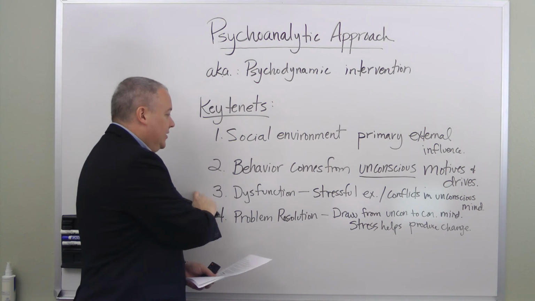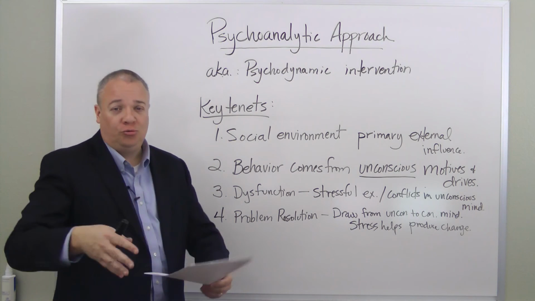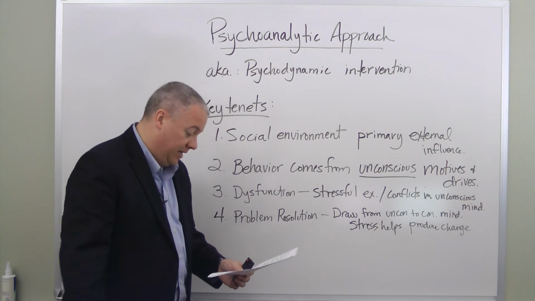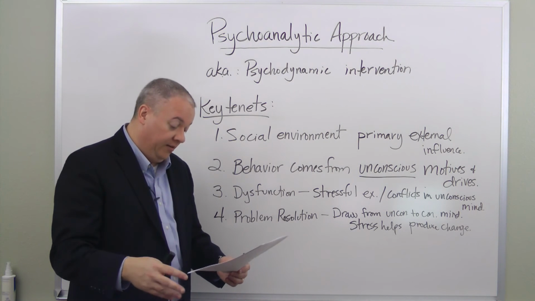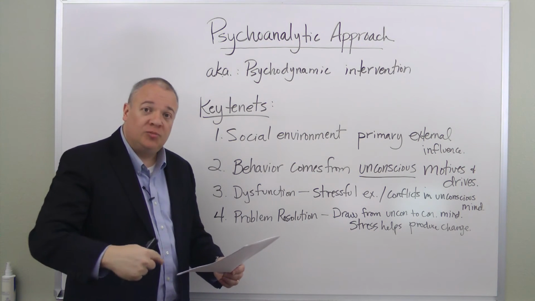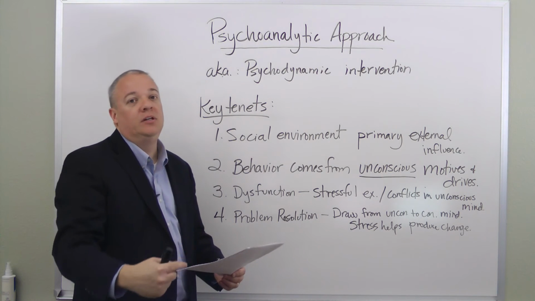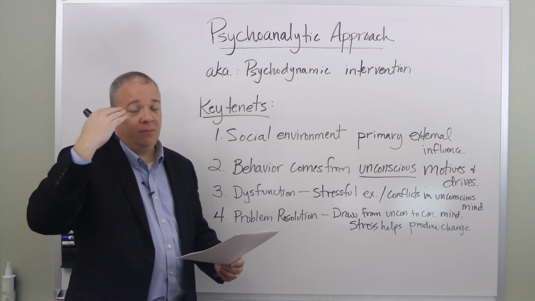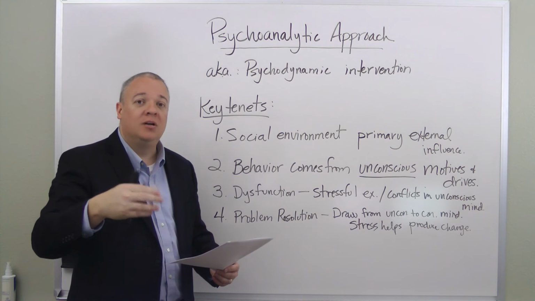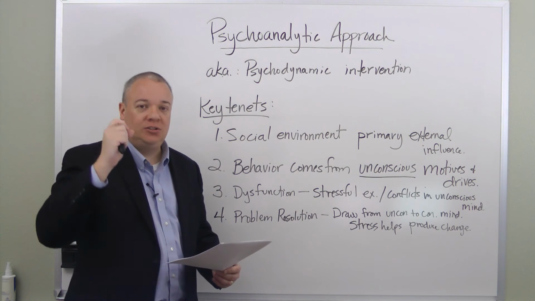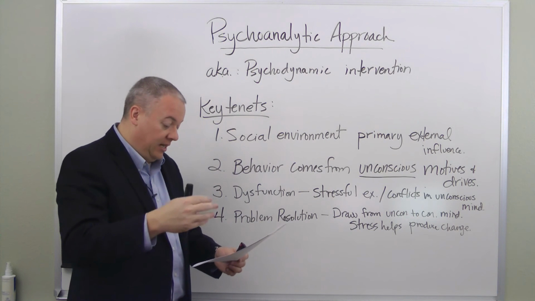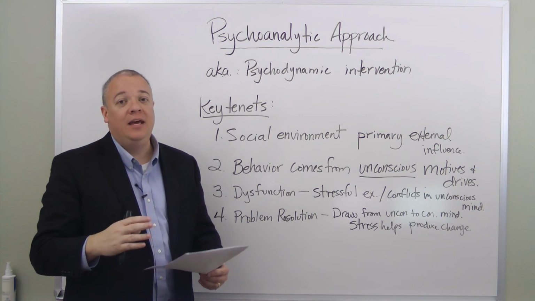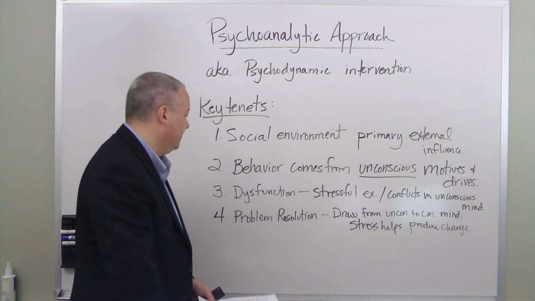Next, dysfunction comes about by the stress produced through conflicts in the unconscious mind. So stress-producing experience and conflicts in the unconscious mind express themselves in dysfunctional behavior. So you've got the external influences of the social environment, you've got motives and drives coming from the unconscious mind, producing behavior. Dysfunctional behavior shows that there are stressful conditions, that there are conflict-causing experiences in the unconscious mind being acted out in dysfunctional behavior.